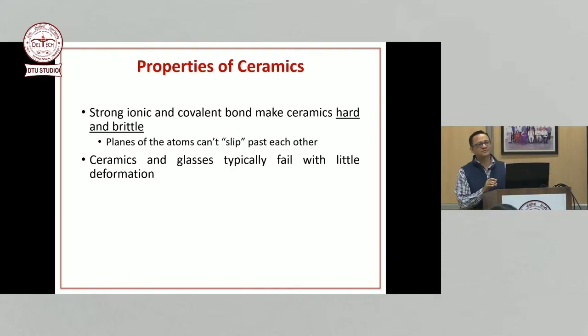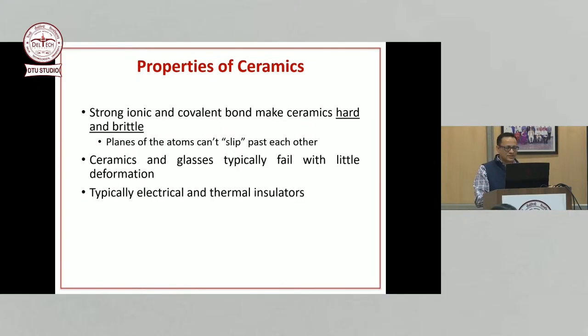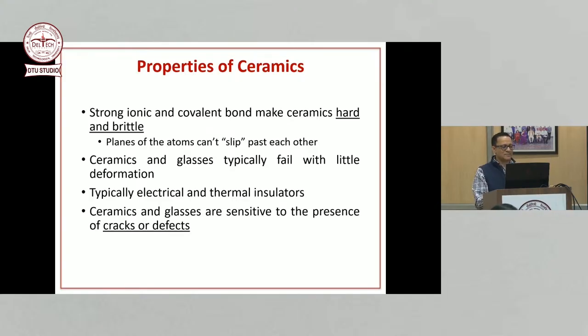Ceramics and glasses typically fail with very little deformation. You can imagine, for a polymer, you apply stress and the length can change. But for a ceramic type of material, you cannot apply stress and have the ceramic elongate. You apply too much stress, it's just going to fail and break. They are usually electrical and thermal insulators. Ceramics are sensitive to the presence of cracks or defects, like we just said.